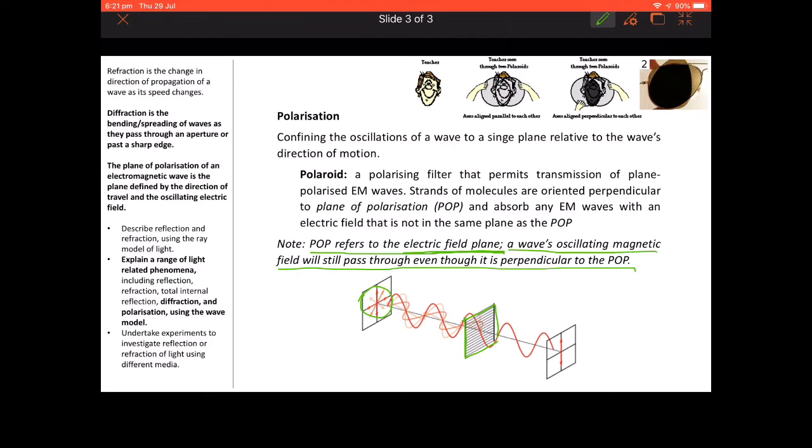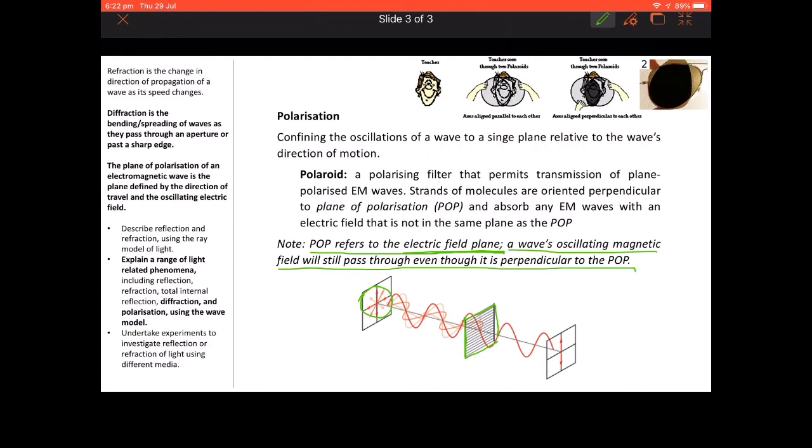Up the top, the image is looking at some Polaroids. So if you've got Polaroids with axes or a plane of polarisation that are parallel to each other, or they're aligned so that those axes are parallel, then you'll be able to see through those Polaroids. However, if you then rotate one of those Polaroids so that the axes or the planes of polarisation are perpendicular to each other, then you won't be able to see through the overlapping part of the Polaroid because you're blocking both planes of light.